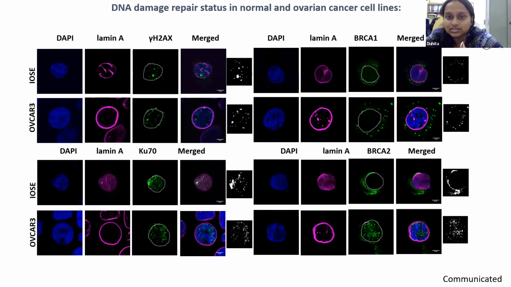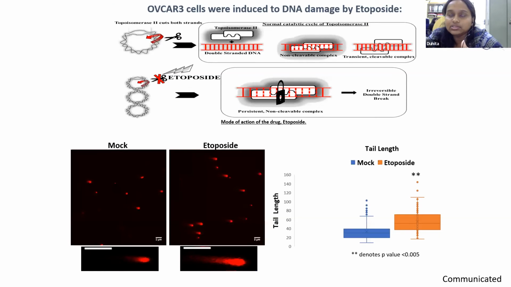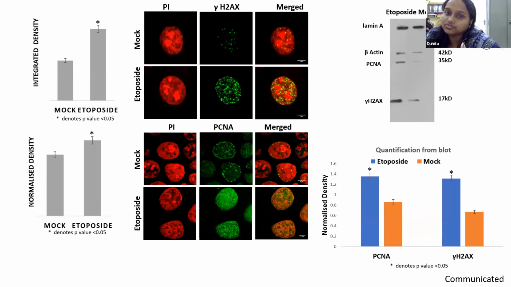And we checked the status of DNA damage repair in these two cell lines and could see that the homologous recombination mediators are already endogenously elevated in the OFCA3 cells. Now, to see how the DNA damage repair mechanism works in ovarian cancer where there is already higher expression of endogenous lamin A, we treated OFCA3 cells with etoposide, which is a topoisomerase 2 inhibitor, and the DNA damage was validated by COMET assay and also by checking the expression of gamma H2AX and PCNA.